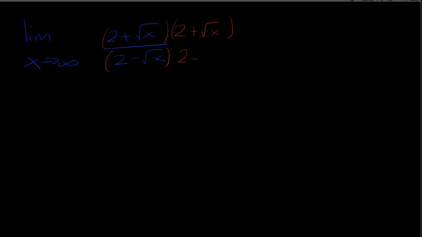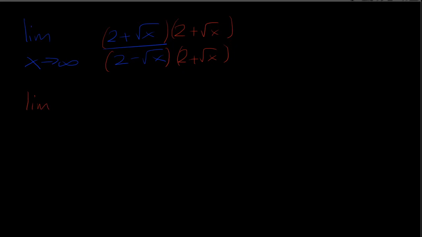Let's try another one. We have the limit as x approaches infinity of (2 plus root x) over (2 minus root x). Here, some students will multiply by the conjugate, but a better way to do this problem is to, well, first let's see what happens if we multiply by the conjugate. So if we multiply by the conjugate of the bottom, we'll get 2 plus root x and 2 plus root x.